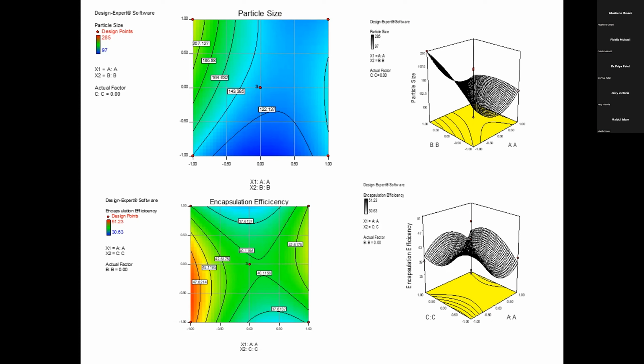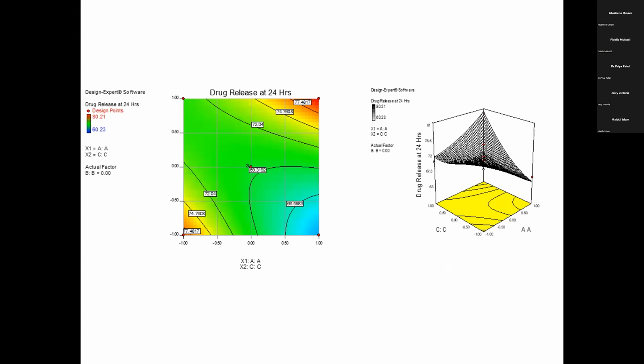It means if my lipid and cholesterol concentrations were increased, particle size increased. For sonication time, it shows the inverse relationship: if sonication time was increased, my particle size decreased. In this way, we were able to get one optimized formulation by taking into account different formulation variables like particle size, drug release, as well as the encapsulation efficiency.